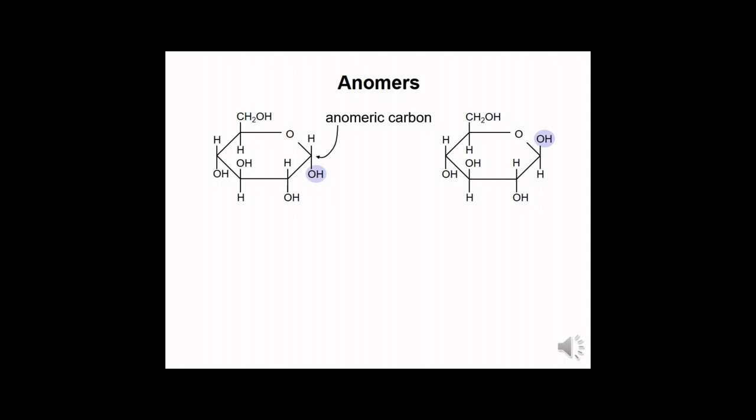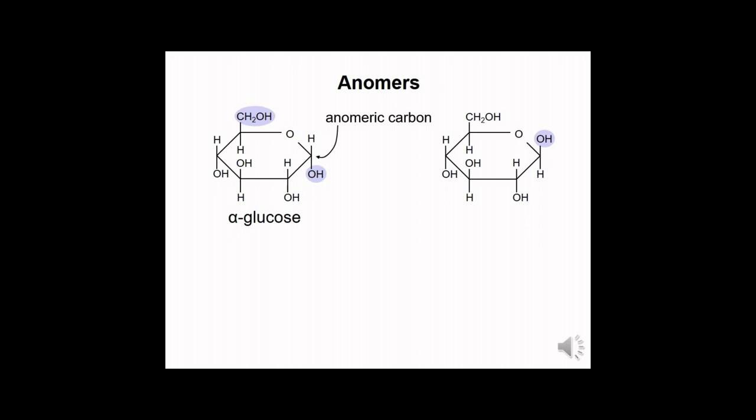The structure in which the hydroxyl on the anomeric carbon is on the opposite side of the ring structure from the highest numbered carbon is called the alpha structure. So, in the structure on the left, the hydroxyl on the anomeric carbon points down on the bottom of the ring, while carbon 6 points up on the top of the ring. The structure on the left is therefore alpha glucose.